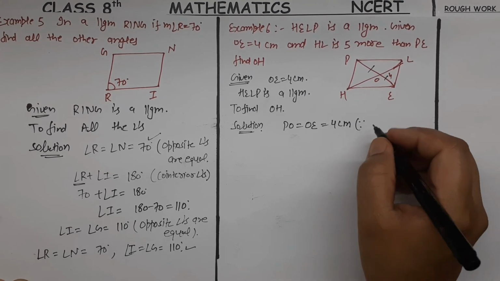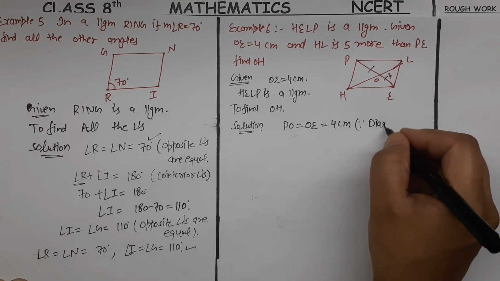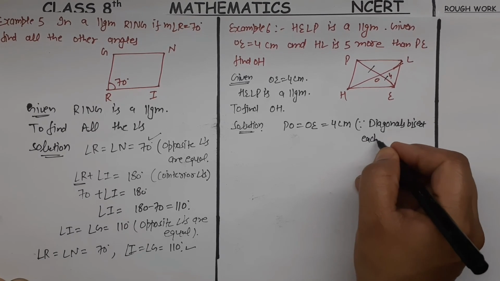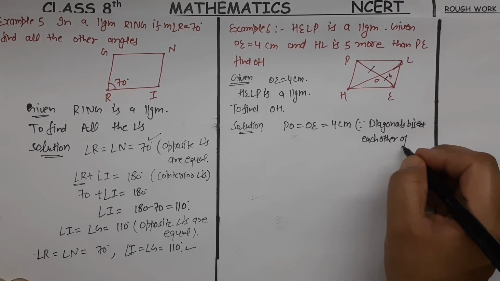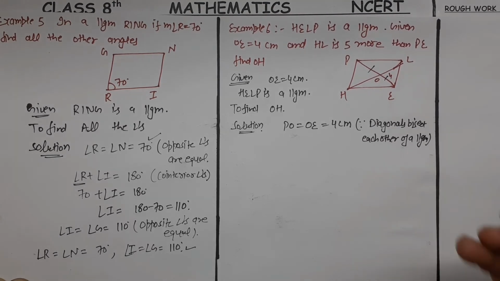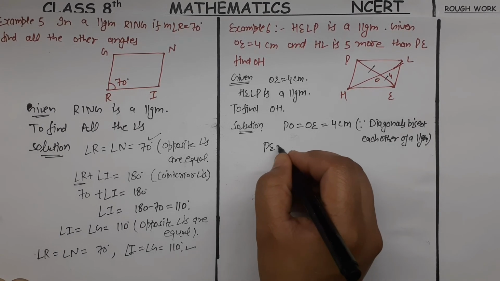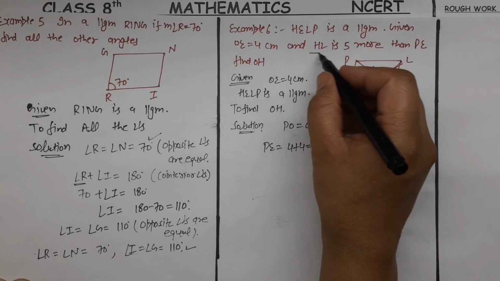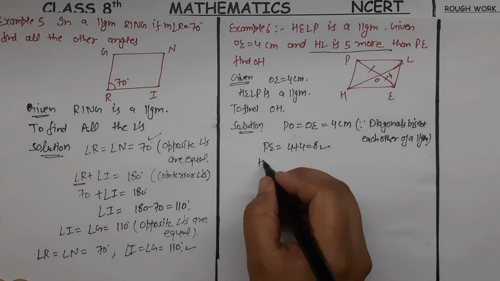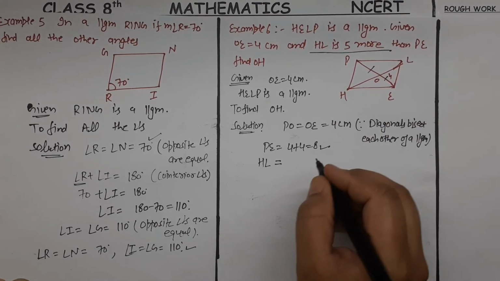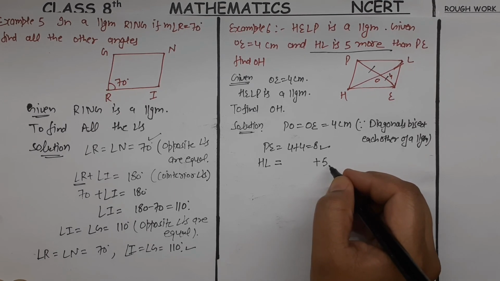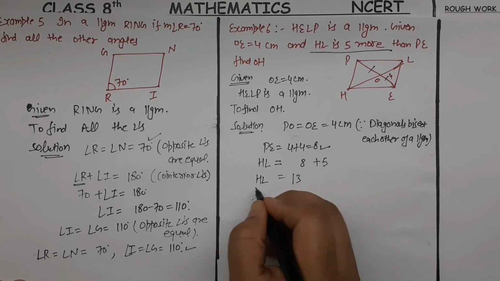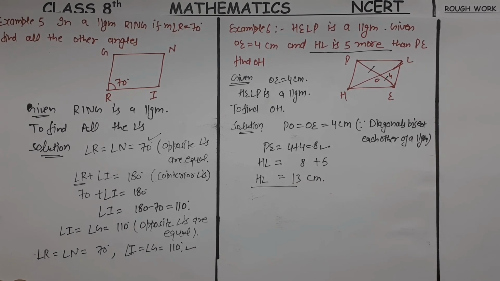Give reason why it is: because diagonals bisect each other in a parallelogram. Then PE, 4 plus 4 makes 8. Important line. HL means equal to 5 more, plus 5. Then PE is 8. Then HL equals 13 centimeters.